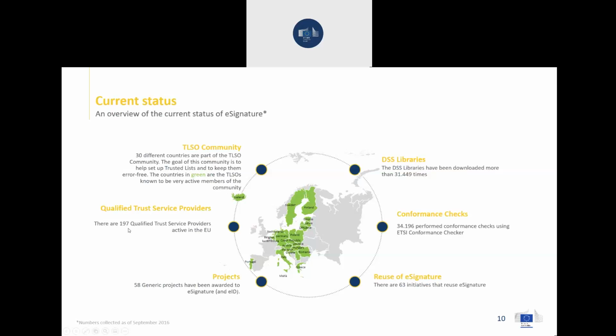Well, there's currently 197 qualified trust service providers active in the EU that you can find through our trusted list browser. We have 58 generic projects that have been awarded to eSignature. And then the DSS libraries have already been downloaded, and DSS is the main topic of our webinar today. They've been downloaded nearly 32,000 times. There's more than 34,000 conformance checks that have been performed with the ETSI conformance checker, and there are currently 63 initiatives that reuse eSignature.